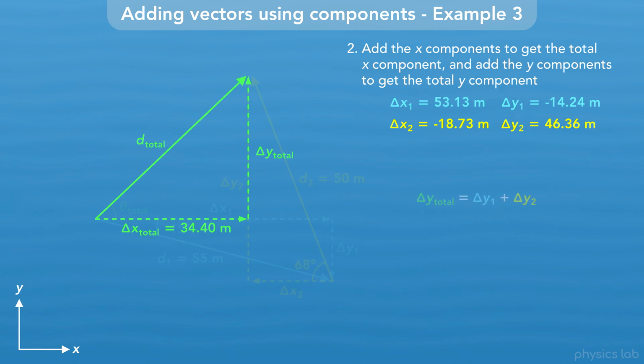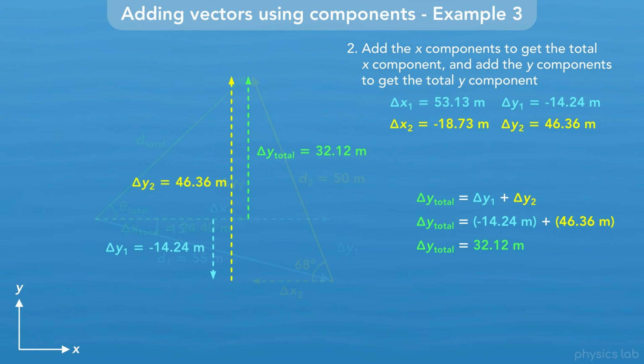Now let's find the total y component. We plug in negative 14.24 meters for delta y1 and positive 46.36 meters for delta y2, which gives us 32.12 meters for delta y total. In the y direction, the boat moves down 14.24 meters, then up 46.36 meters, so its total displacement is 32.12 meters up in the positive y direction.